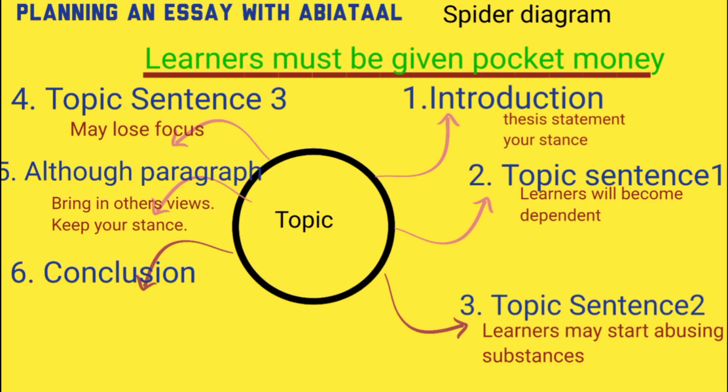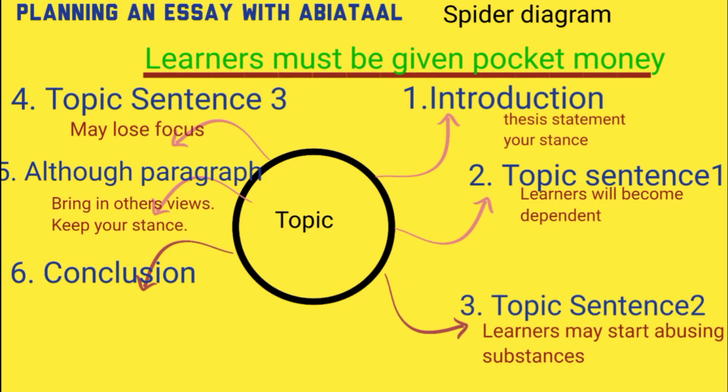Substances are drugs and alcohol abuse. So please go and find supporting sentences so that we quantify this paragraph. And in that paragraph, we are only going to talk about why learners must not be given pocket money because we think that they may abuse substances. What exactly do we mean when we are saying that they should not get money as they may abuse substances? Go and bring supporting sentences. I've given you the topic sentence.